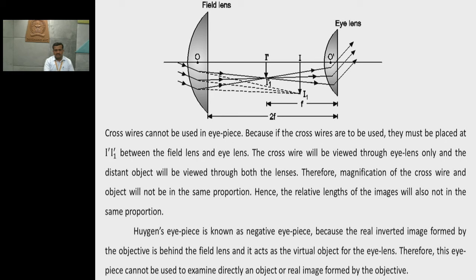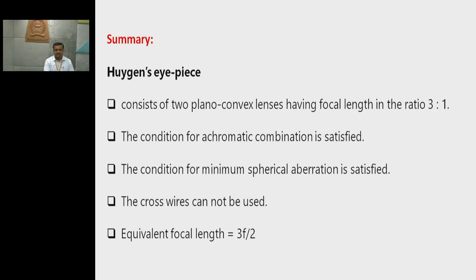Huygens eyepiece is known as a negative eyepiece because the real inverted image formed by the objective is behind the field lens, and it acts as the virtual object for the eye lens. Therefore, this eyepiece cannot be used to examine directly an object or real image formed by the objective.